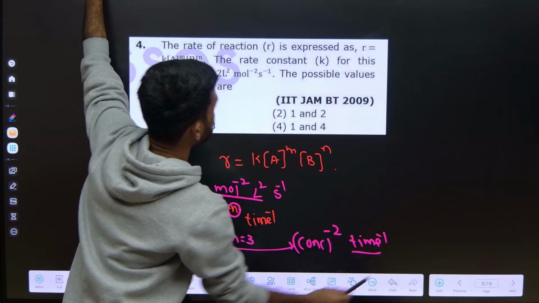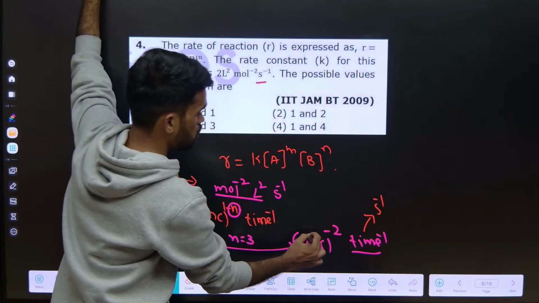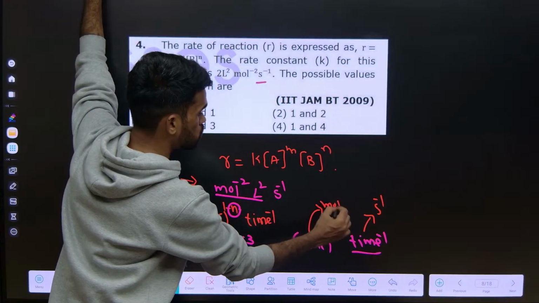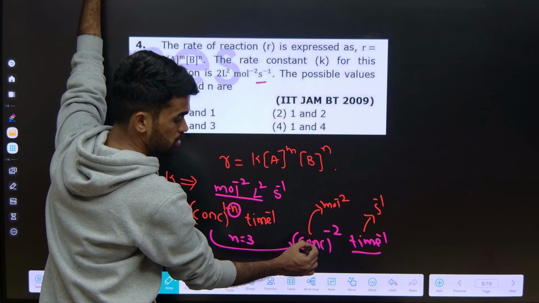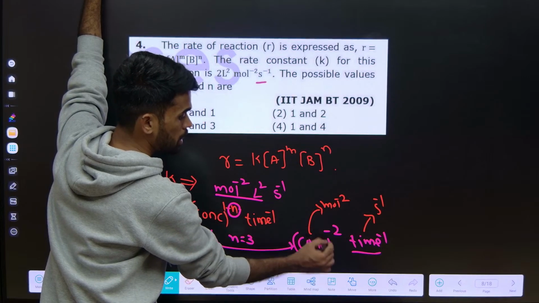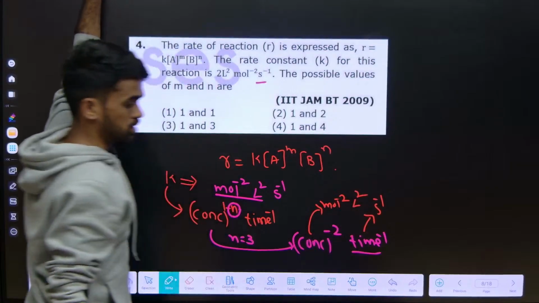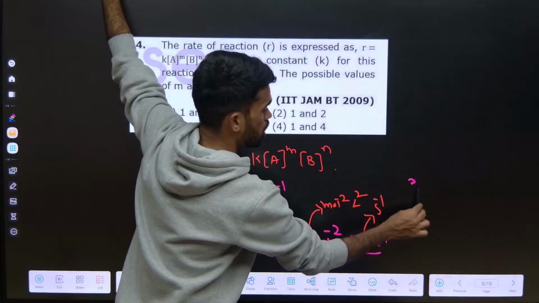So for time inverse we can get this second inverse. Concentration to the power minus 2 means nothing but mole power minus 2, and per liter we have in the denominator. Concentration means mole per liter, and this is power minus 2, it is nothing but liter square, that's it. Okay, so what is the order of this reaction? Third order.